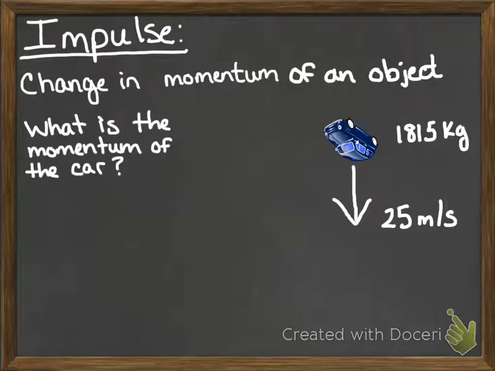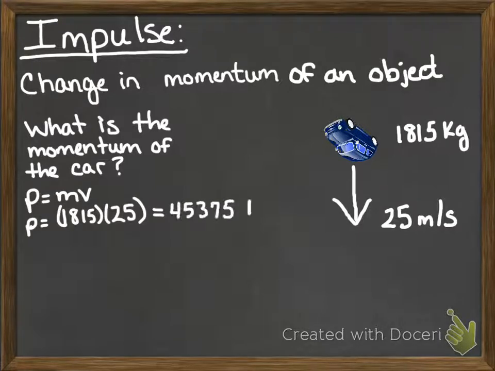So I need to go ahead and find the momentum of the car. And so I want to go ahead and do that using the equation P equals m times v. So P is 1815 times 25. That's going to give me a momentum of 45,375 kilogram meters per second towards the ground. So that's my momentum of the car. Now, that's not really the impulse of the car. That's just my momentum of the car. And I told you I was talking about impulse on this.